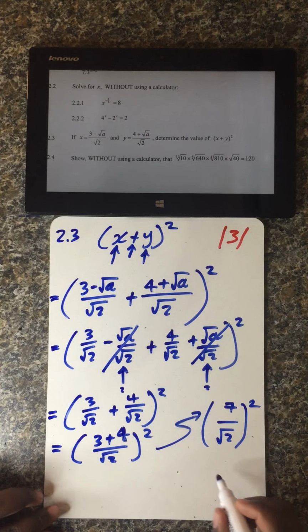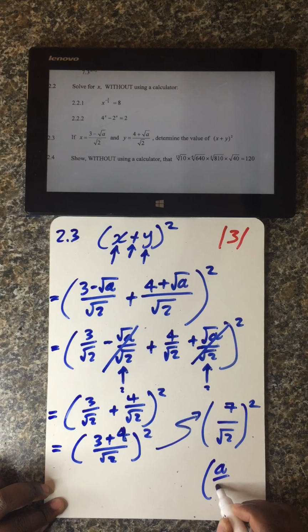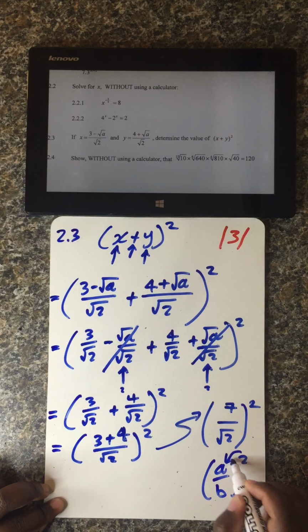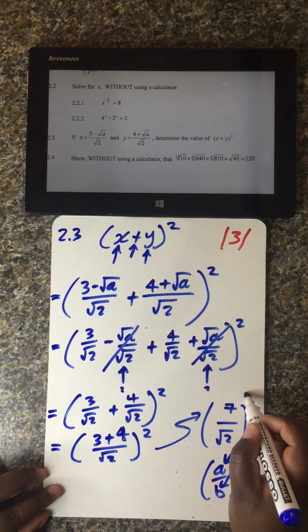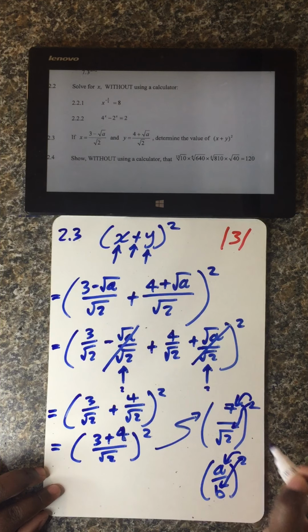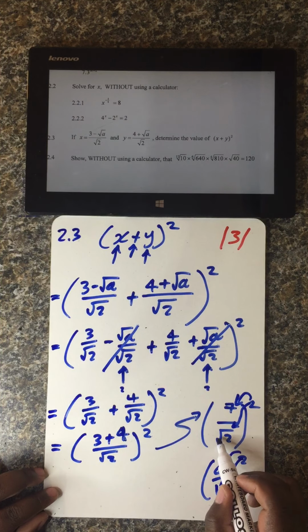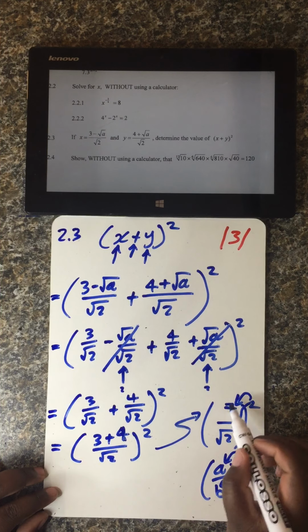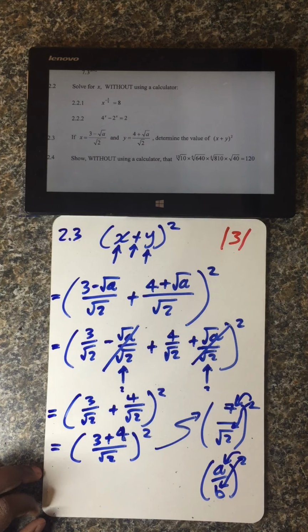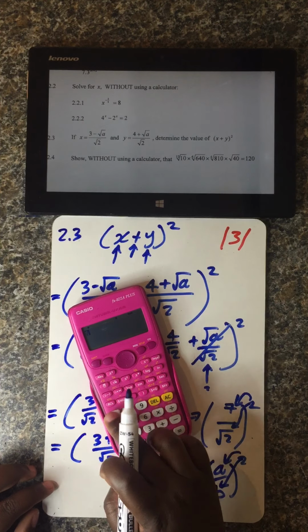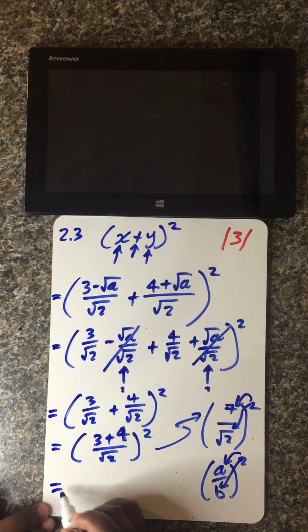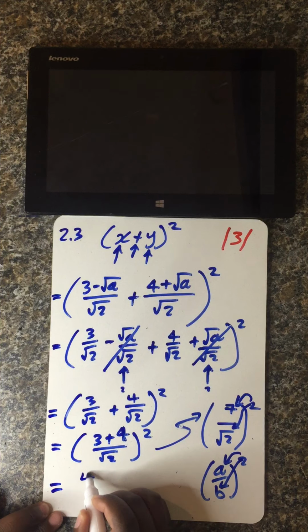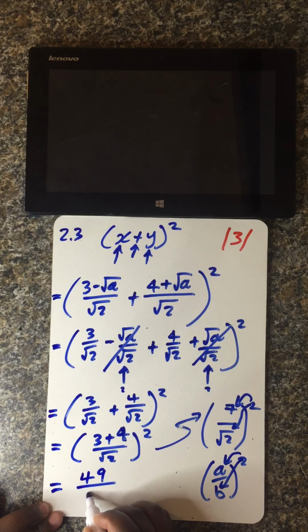Remember, ladies and gentlemen, there is that rule which says (A over B) squared is the same as A squared over B squared. So we just apply the same rule. That means 7 squared and then square root of 2 squared. We know a square removes the square root. Then you've got 7 to the exponent 2. So you just pull out your calculator and punch 7 squared. You get 49. Very much important, ladies and gentlemen. So that means this is the same as 49 over 2.